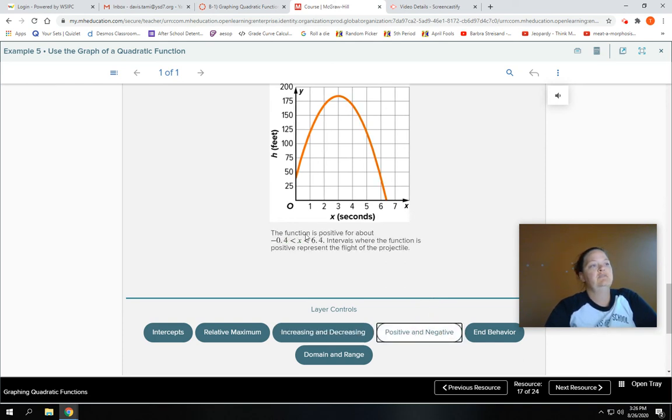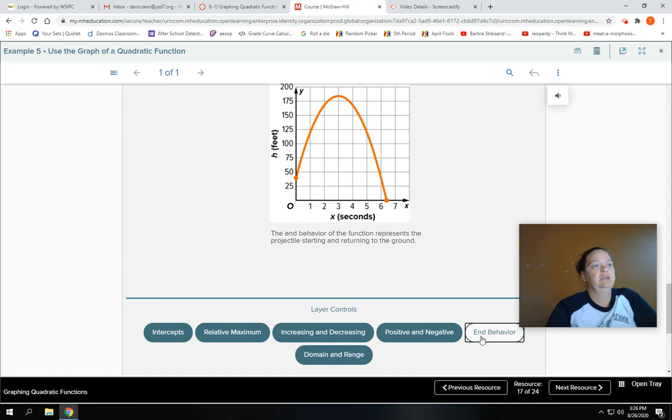Positive and negative: the function is positive for about negative 0.4 less than x less than 6.4. The interval where the function is positive represents the flight of the projectile. Right, so it's in the positive realms of the y's during this section. End behavior: the end behavior of the function represents the projectile starting and returning to the ground. So start and stop point.